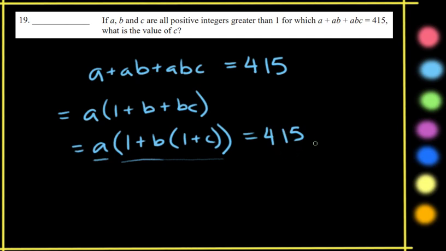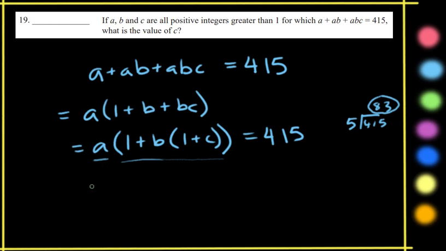It's not divisible by 2, not divisible by 3, because if you add the digits, you can see that. Well, it's divisible by 5, actually, right? It's got a 5 at the end. So let's divide it by 5. If we do 5 into 415, we get 83, right? And 83 is a prime number. So we know that these two numbers have to be 5 and 83.